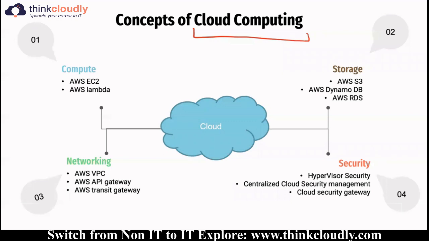Those concepts are actually coming from cloud computing. Cloud computing is actually a concept, and all these other products, your Azure, AWS, are built on top of cloud computing concepts. Cloud computing concepts are categorized into four major blocks. These are the four pillars: compute, storage, networking, and security.